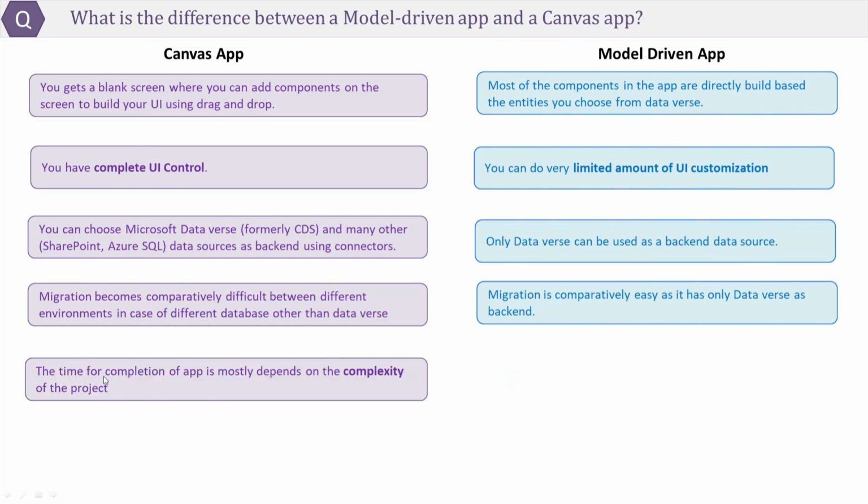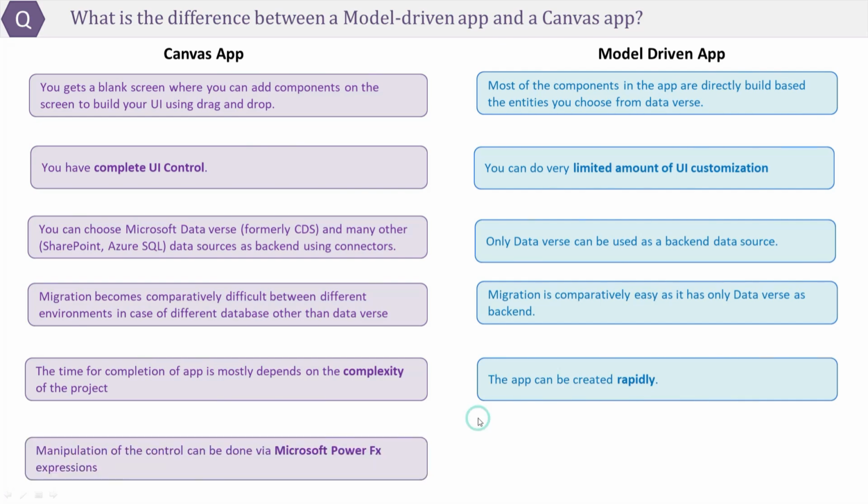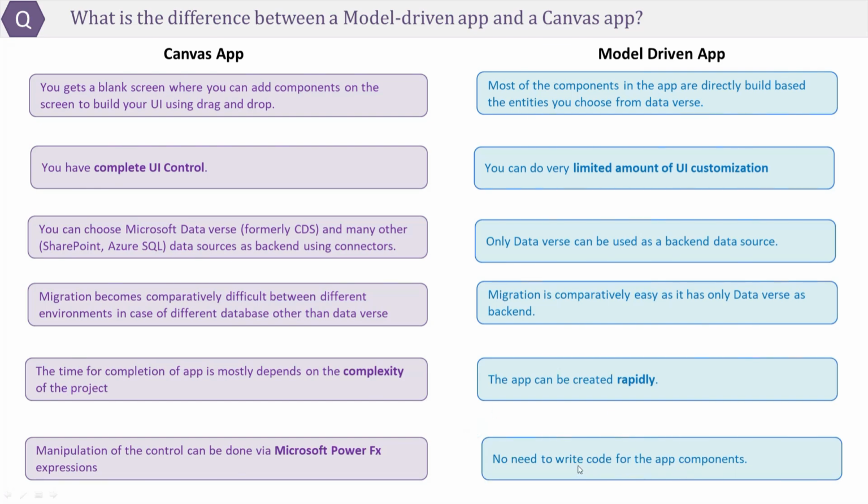Next is the timing. Time of completion of Canvas app depends on the complexity of the project, whereas a model-driven app can be rapidly built. The next difference is the coding. Here Microsoft Power Fx is used for coding, but in model-driven app, there is no need to write the code. In case customization is done, JavaScript is used for the customization.